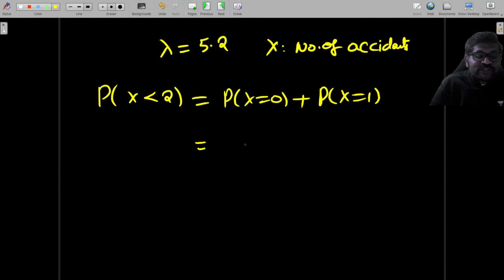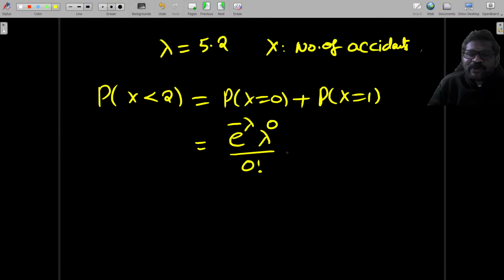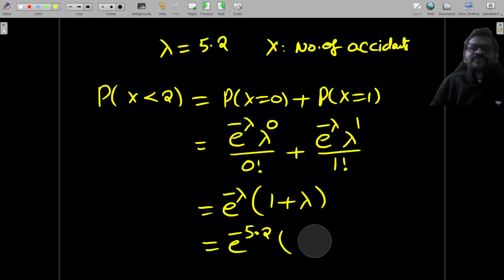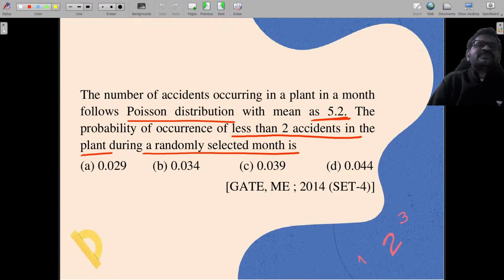Here X follows Poisson distribution, therefore e power minus lambda into lambda power x by x factorial. Here x value 0, that's why e power minus lambda into lambda power 0 by 0 factorial. Here x value 1, that's why e power minus lambda into lambda power 1 by 1 factorial. By taking e power minus lambda common, 1 plus lambda, that is e power minus 5.2 of 1 plus 5.2. (6.2) into e power minus 5.2, that is 0.034. So correct answer is 0.034.